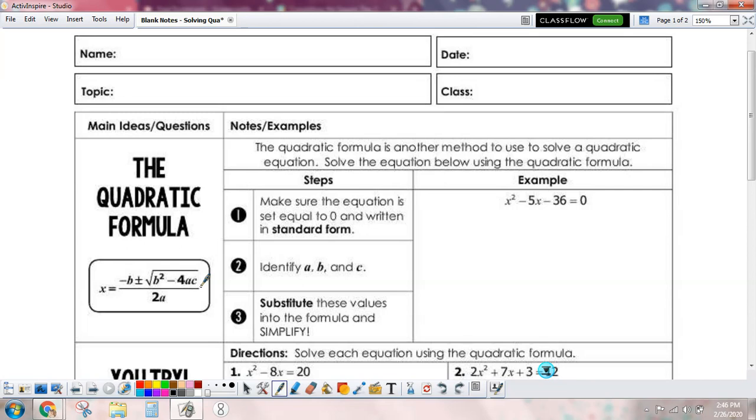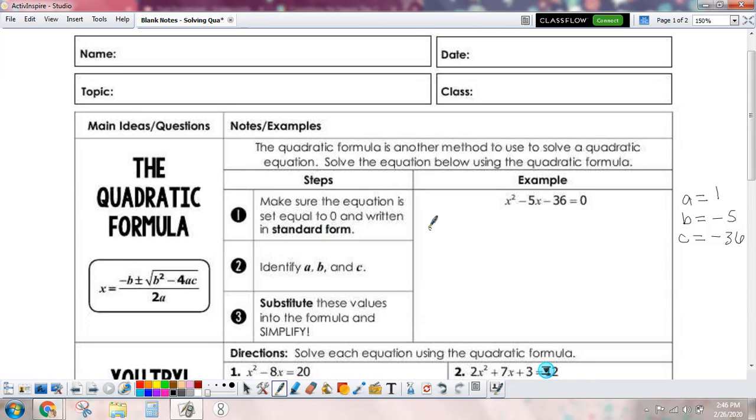Okay, so step 2 is identify a, b, and c. And I have had you do that before, so we're going to go ahead and start that again. So a equals, b equals, c equals. So our a here is 1, b is negative 5, and c is negative 36. Okay, so then step 3 is to substitute these values into our formula and then simplify. So anytime I see b, I'm going to put my b term, and you know the rest, a and c.